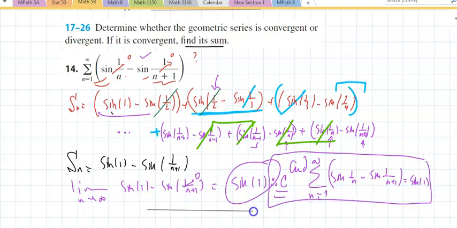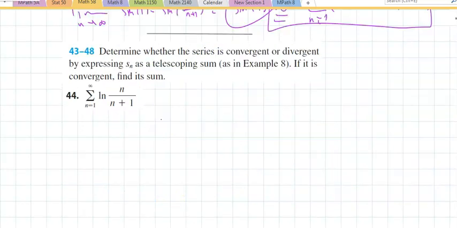Pretty cool, huh? And on this problem, they tell you to use telescoping. If they didn't, if they say find the sum, the limit as n approaches infinity, this will approach 1, and natural log of 1 equals 0. So out of luck with tests for divergence, but I could say this is the series n equal 1 to infinity of natural log of n minus natural log of n plus 1.